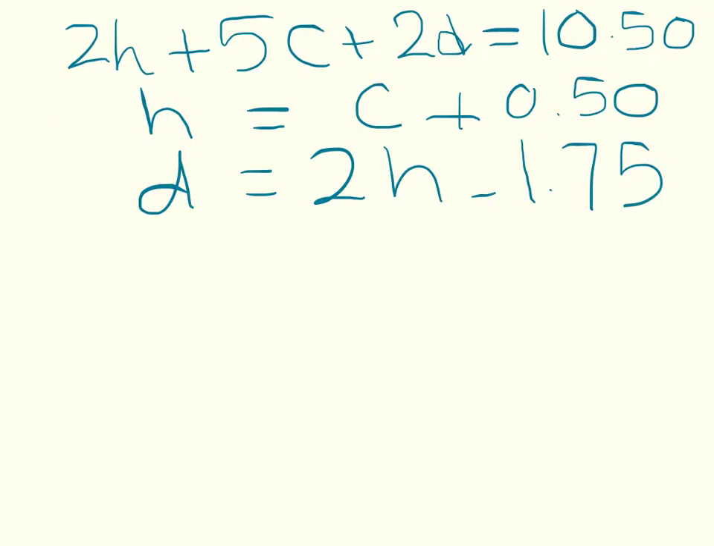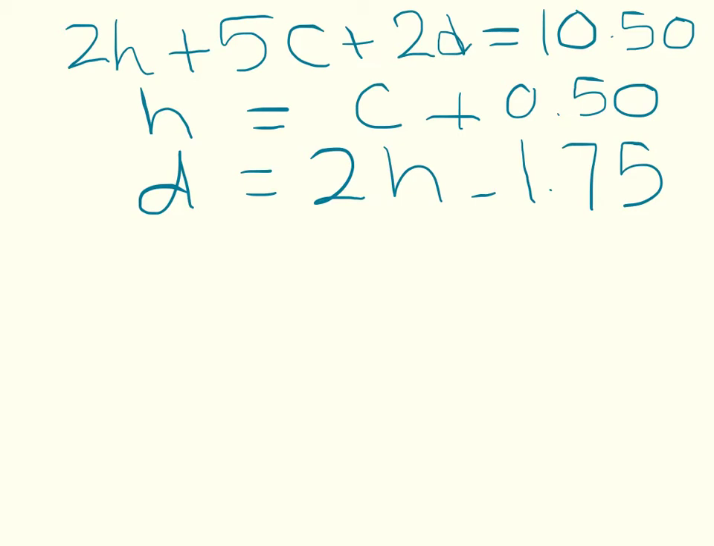Okay, so those are the three equations that we figured out in the previous slide, and all I did is just rearrange C and 50 cents. They were switched, so $1.50 was here and C was here, but I just rearranged them. Similarly with the 2h minus 175. If you took notes from the previous video, you'll see those are the exact same equations that we have.